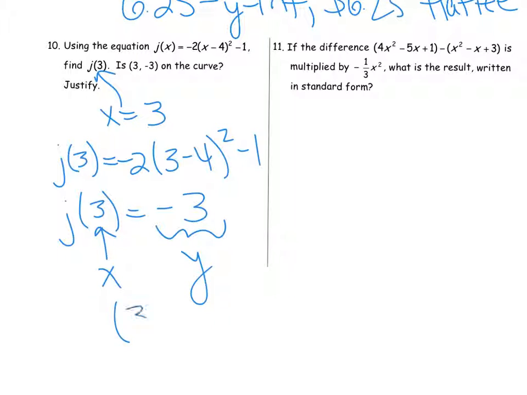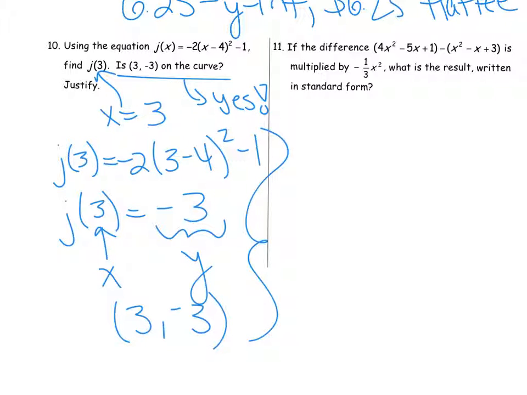Well, if that's x, this whole thing has to be y. So I have x is 3 and y is -3. Is (3, -3) on the curve? Yes. So we have yes. And this is my proof.